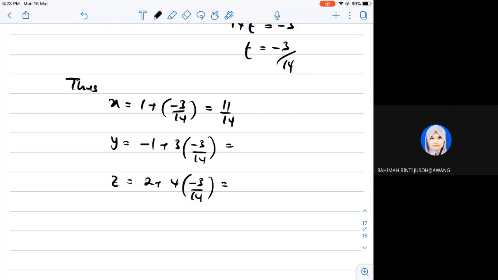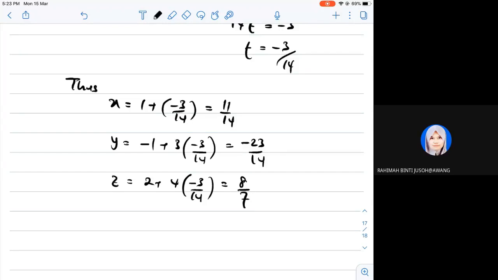-1 minus 9 over 14. -23, ya ke? Over 14. Betul. Yang set tu apa nilai dia? 2, 4. Negatif 12 per 14. 8/7. 8/7.